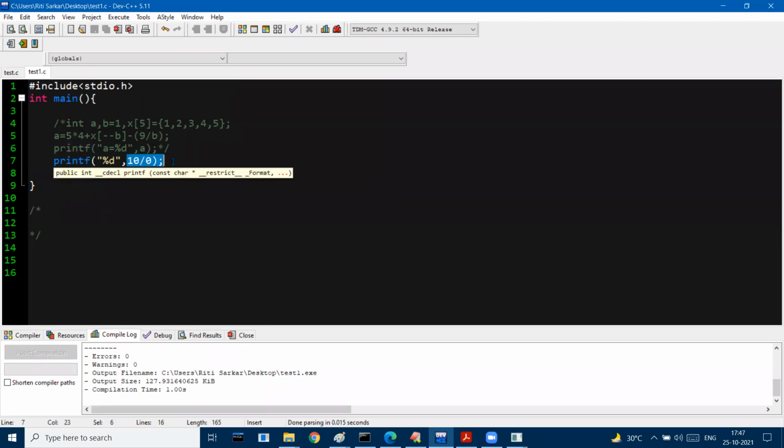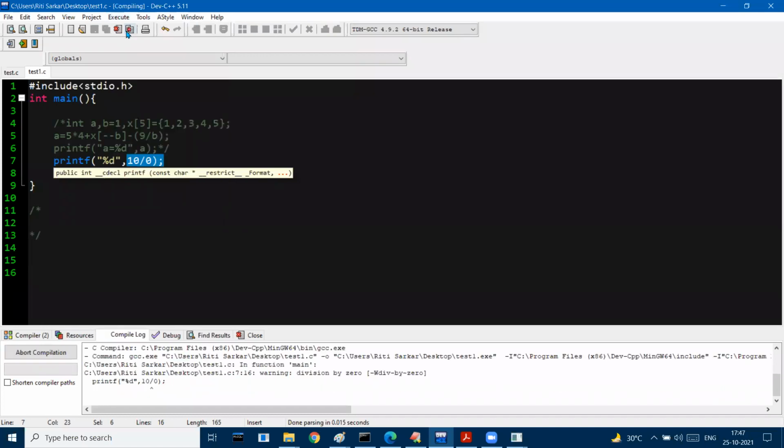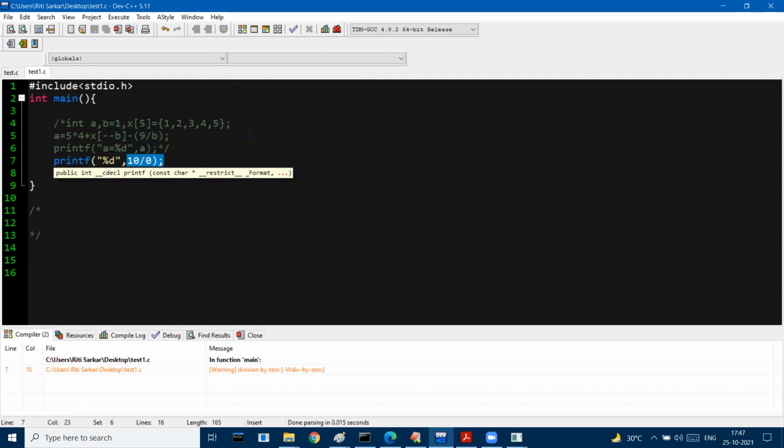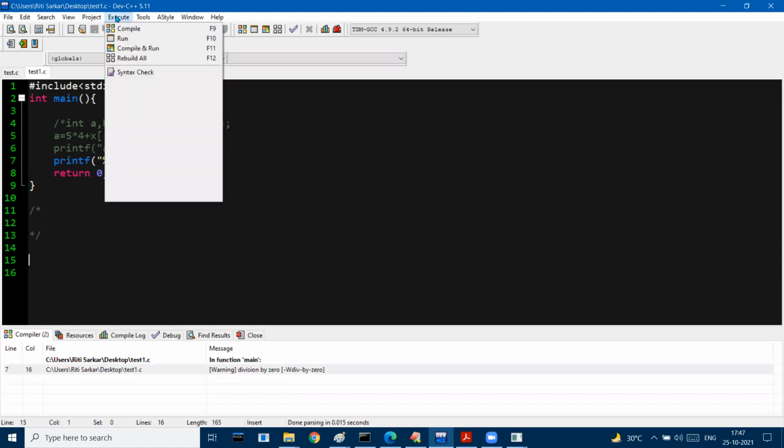If I divide the number by 0, first of all, am I going to get any compilation error? No. I'm just compiling, not running. Observe. Any compilation error? No compilation error. It is just a warning: division by 0. Warning and error are not the same, guys. It's just warning that you are dividing by 0. Are you sure about that? How often in real life do you divide a number by 0? You will say, sir, never. So it is giving a warning. Still I will go for it.